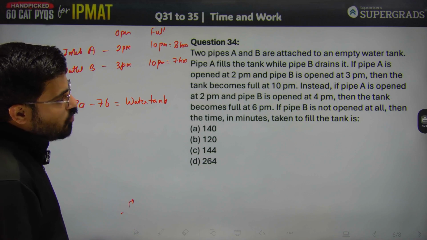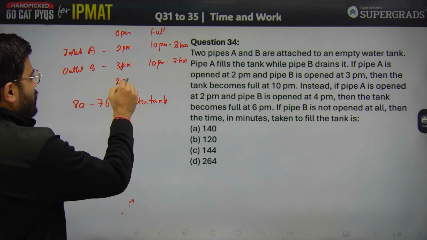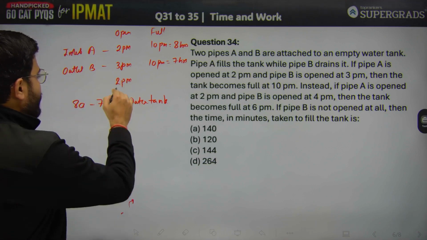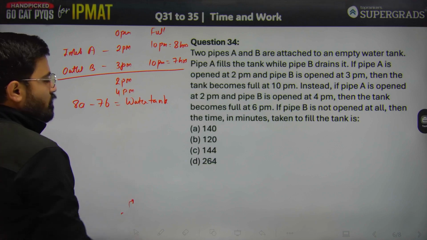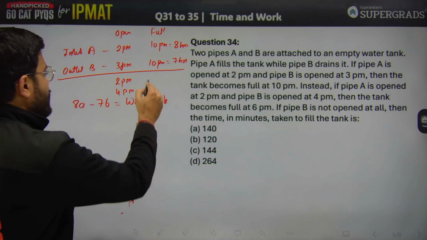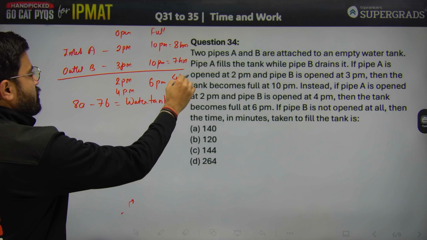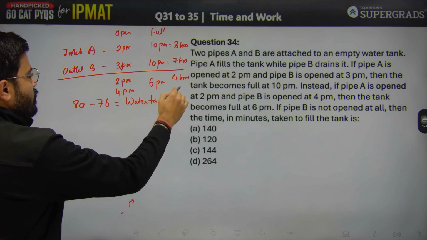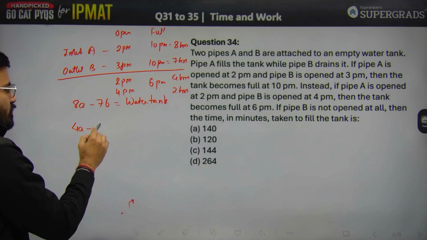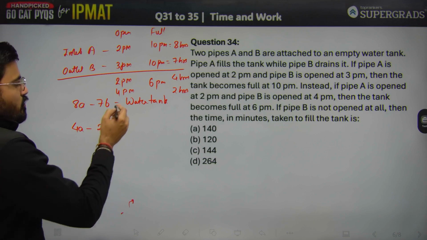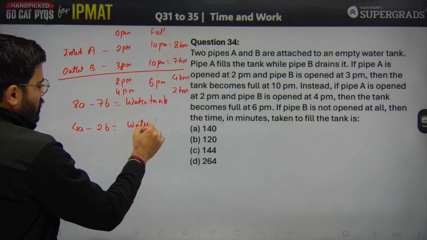Instead, if pipe A is open at 2 p.m. and pipe B is open at 4 p.m., so we are writing down the second scenario. Then the tank is full at 6 p.m. So A worked for 4 hours, from 2 to 6. And B worked for 2 hours, from 4 to 6. So 4A minus 2B is also equal to the capacity of water tank.